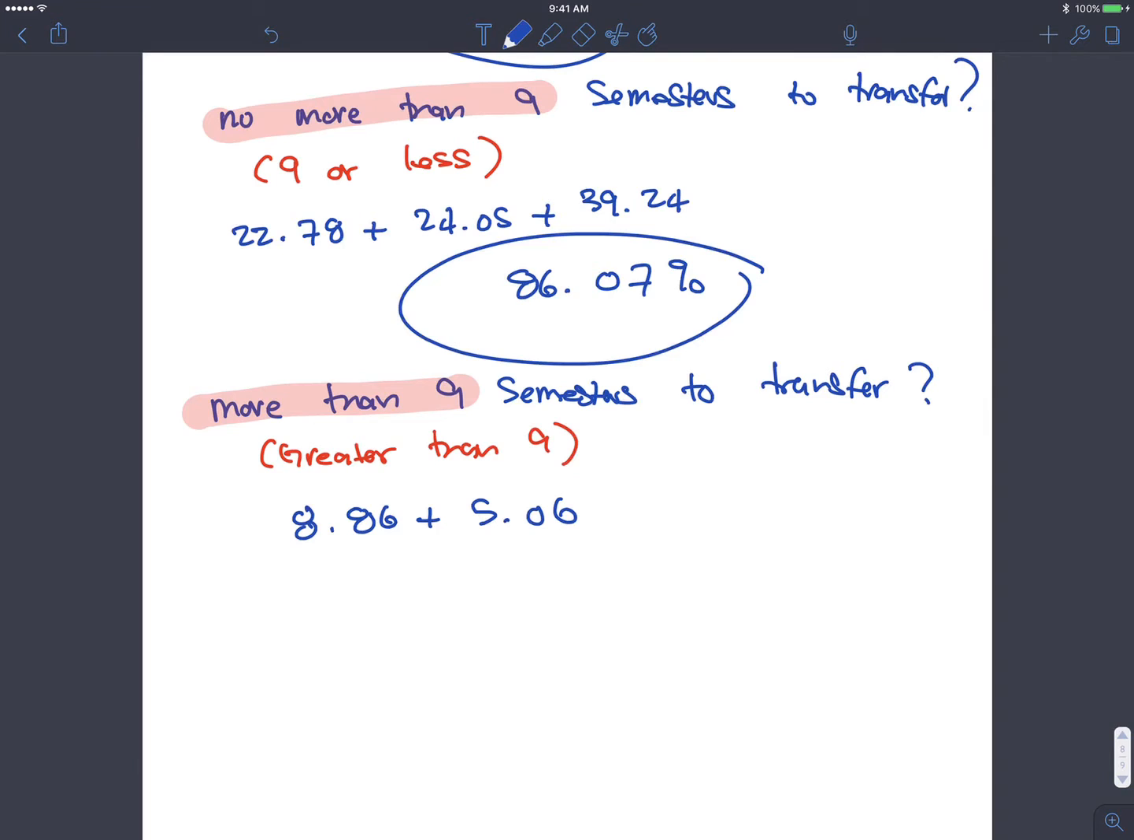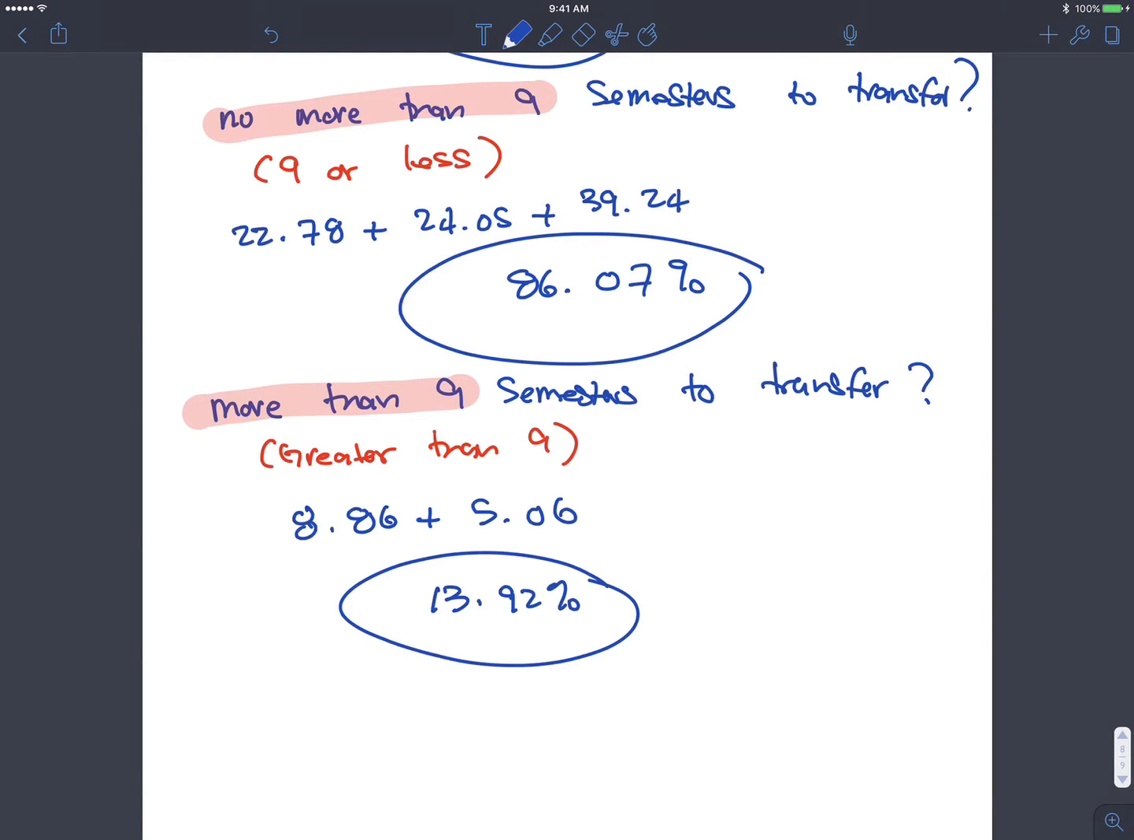And finally end up with 13.92%. 13.92% of the sample took more than 9 semesters. Okay. Next question.